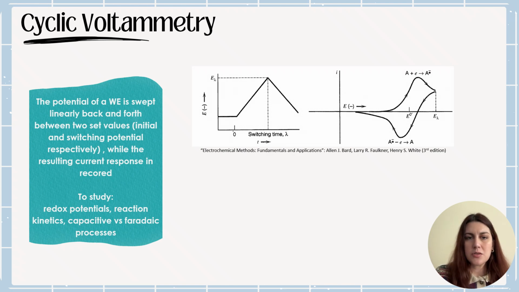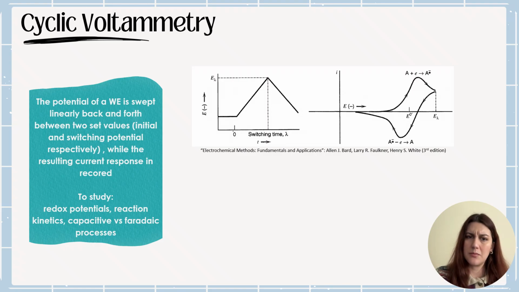While this potential sweep is occurring, the current response of the system is continuously recorded. The result is a plot of current versus potential, which provides valuable information about the electrochemical processes occurring at the electrode. The diagram here shows the triangular waveform of the applied potential as a function of time. As the potential increases, it eventually reaches a value where a redox reaction becomes thermodynamically favorable.